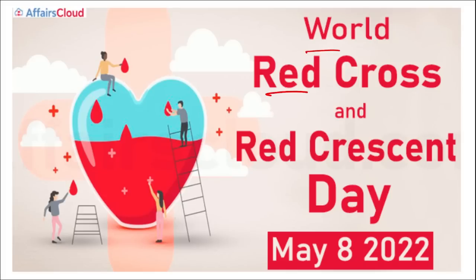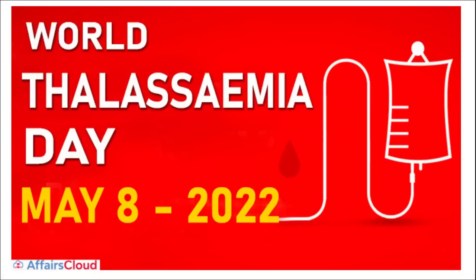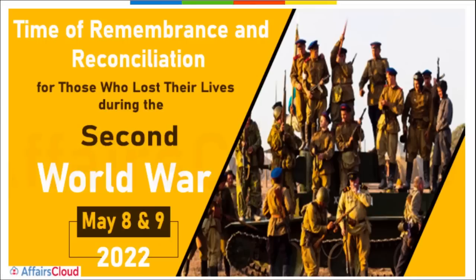Next, World Red Cross and Red Crescent Day is observed on which day? On 8th of May. World Thalassemia Day is also observed on 8th of May. Remember this World Thalassemia Day. There is a question for you in your homework related to this.